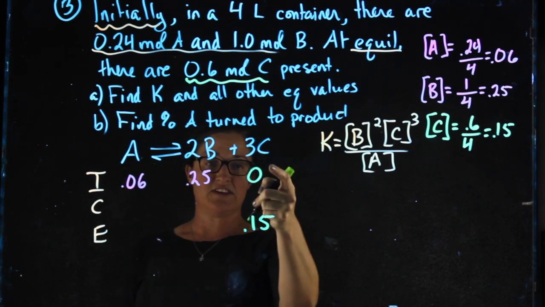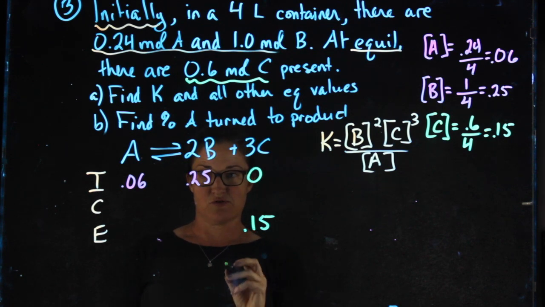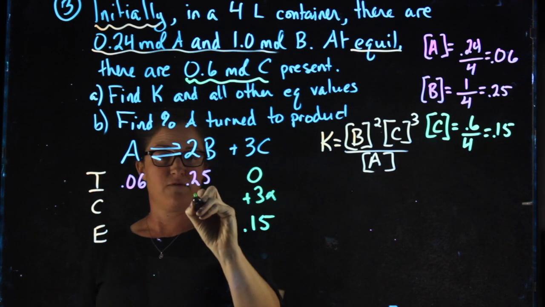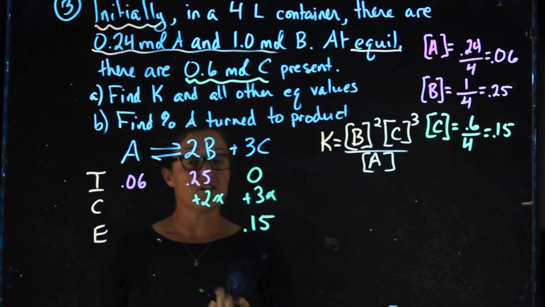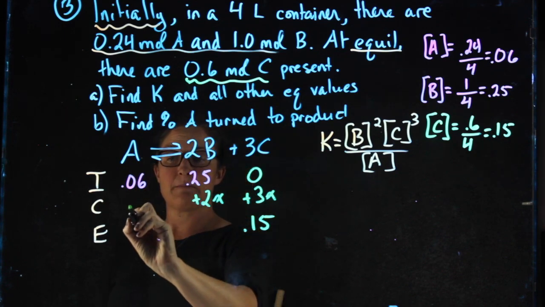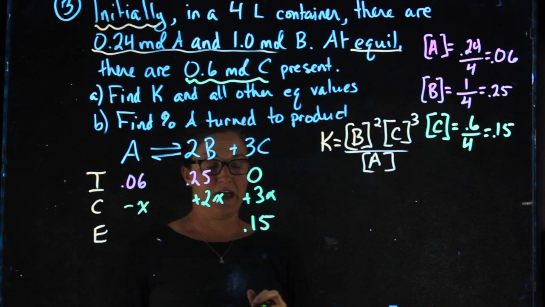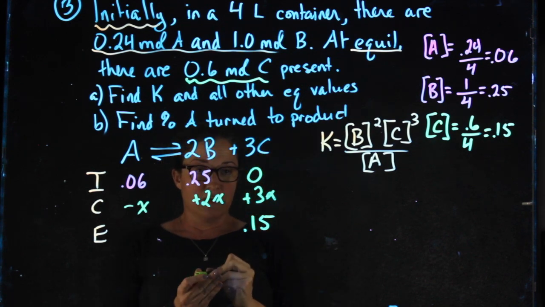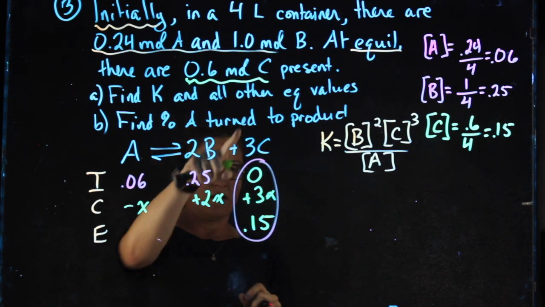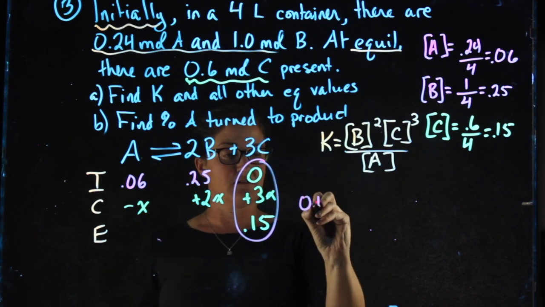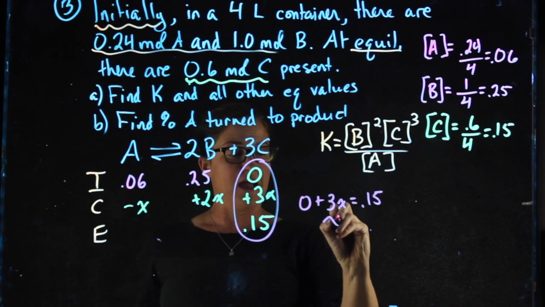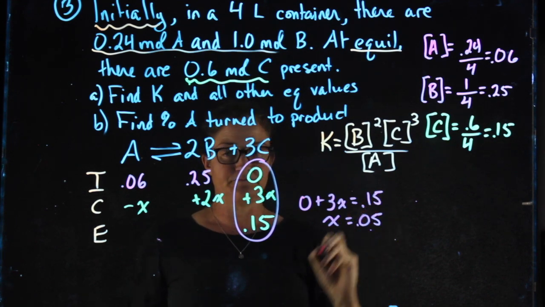Now knowing that this side increases, I can fill in my change row. This will increase by 3x, therefore the same side of the reaction also increases, has a coefficient of 2, so it's 2x. For A, coefficient of 1, it will decrease by x. In this problem, I can find x from this data. I know one full column, therefore I know 0 plus 3x equals 0.15, x equals 0.05.